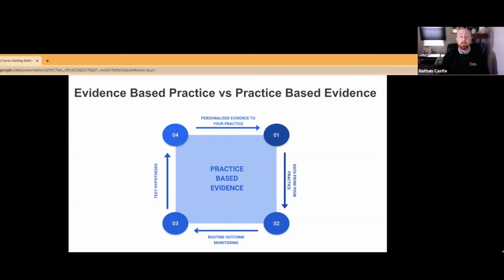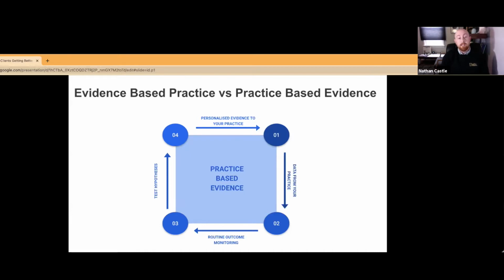Practice-based evidence is the use of data from your own practice to create a body of evidence which can inform client care, like your therapy. Evidence is developed via the systematic collection of outcome measures associated with some kind of treatment goal or outcome. So in other words, that's what we would describe as routine outcome monitoring, which is going to be a core of what we're talking about today.